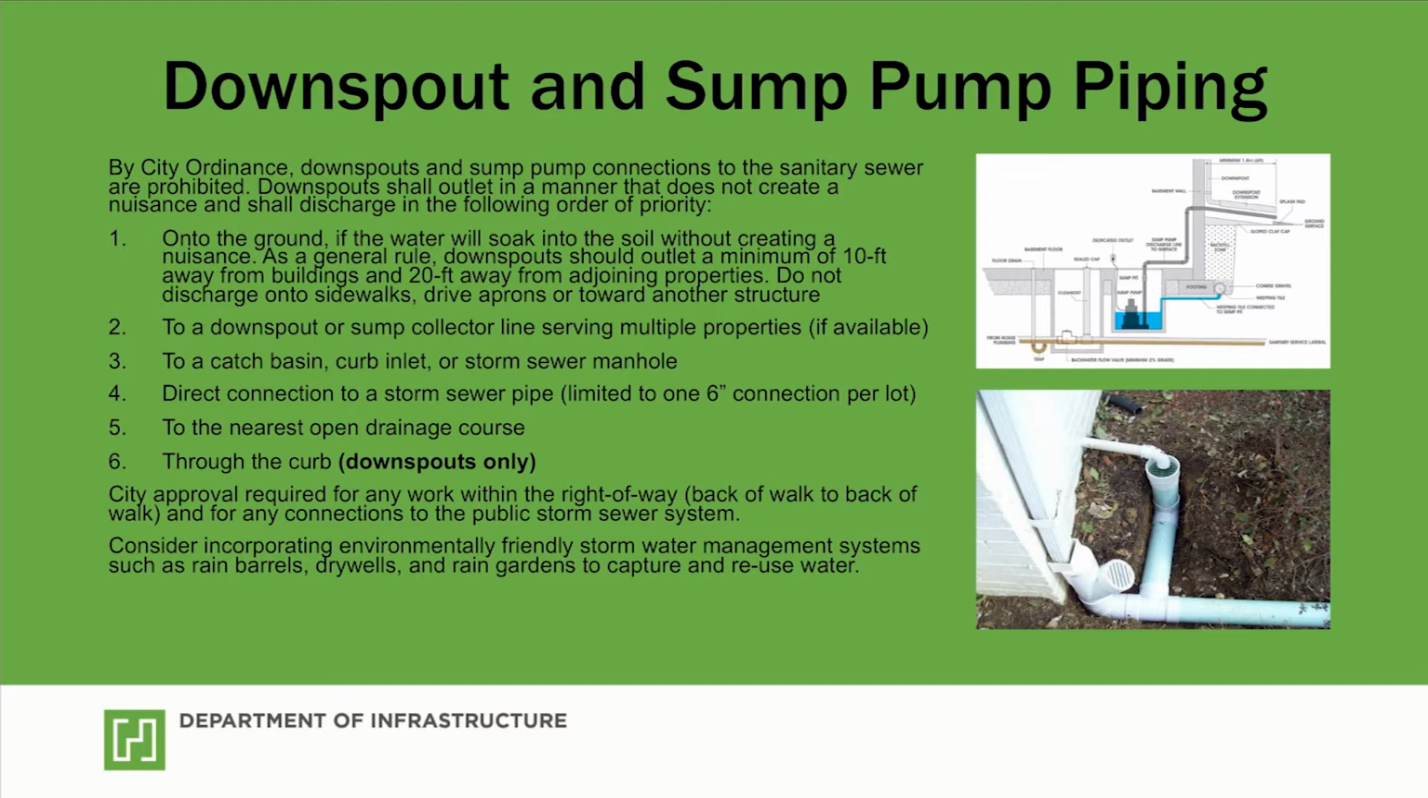You can put it to the nearest open drainage course if you live in kind of a subdivision with bigger lots and you've got open drainage typically in the rear. And then if necessary, we do allow downspouts to cut through the curb. If there's no storm sewer, all of those items 1 through 5, there's no opportunities for that. We do allow downspout line only to go through the curb.